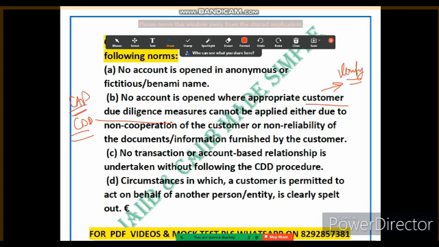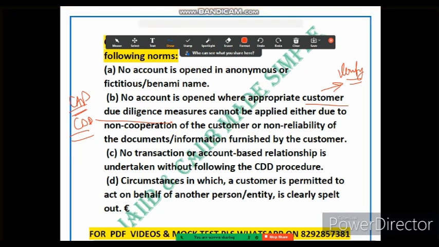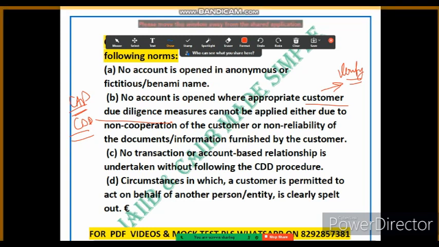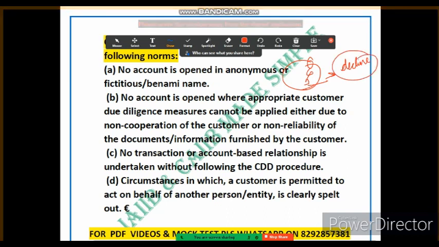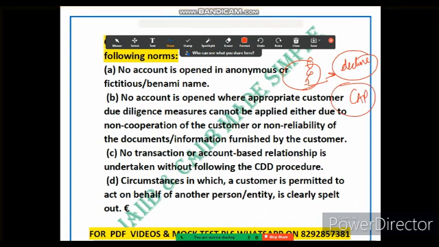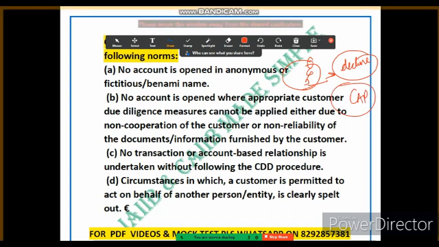So if a customer does not cooperate, or the documents or information provided by them are unreliable, the bank should not open an account. Let me give you an example. Suppose there is a customer, and he refuses to provide the necessary identification documents, or provides suspicious and inconsistent information. In such a case, the bank should decline to open an account, as per the customer acceptance policy. This policy ensures that proper checks and verification are carried out before establishing a banking relationship.